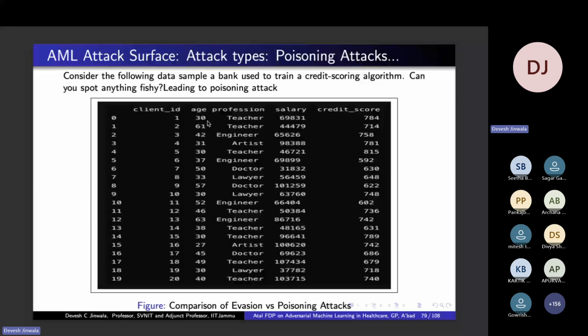Suppose the credit scoring algorithm says that any score below 700 is not acceptable. If that were the case, then with age 30, you are able to see the credit score as 784. Again, when the age is 30, you see a score of more than 700. Irrespective of whether the profession is teacher or lawyer, as long as the age is 30, the credit score always goes above 700. This means the credit scoring algorithm has been influenced by the attacker in such a way that with age 30, it would always give a positive credit score to the customer of this bank application. That's what we mean by poisoning attack.